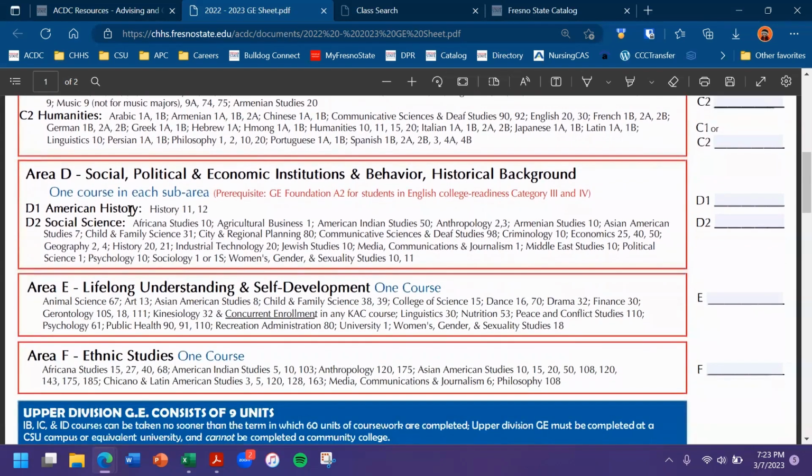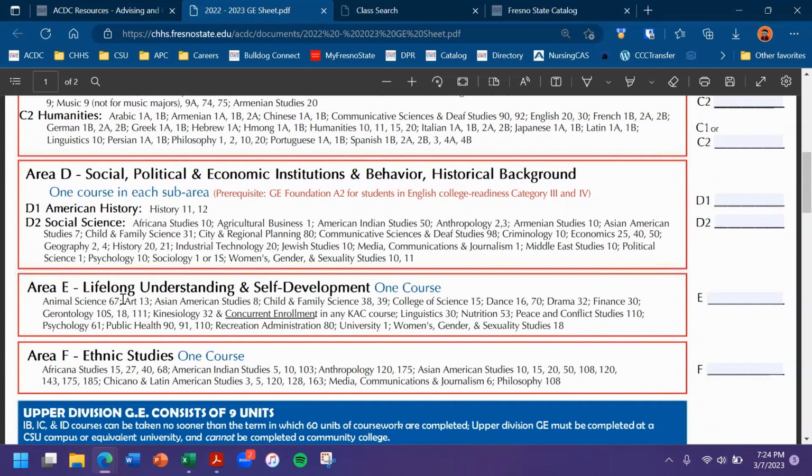As we get into the D1 and D2 area, this is where we see our first change starting in 2021, as political science is no longer a GE course, but now an additional major requirement, but still does need to be completed. American history is split between two areas. Social sciences is another area where there's a lot of different options, which are typically required by majors, but if you don't require anything, you can take anything you're interested in.